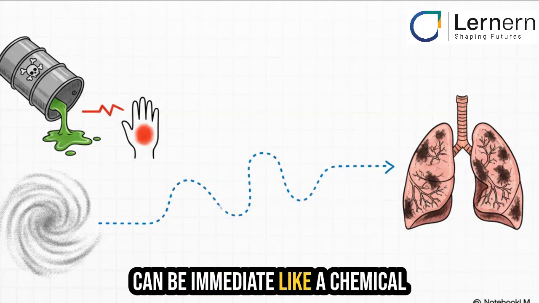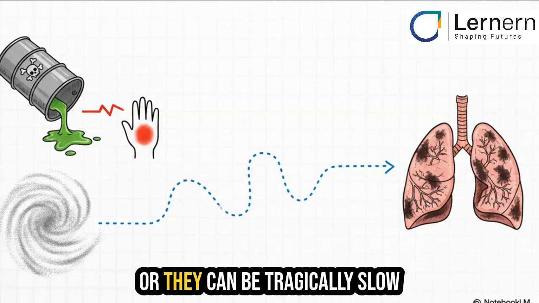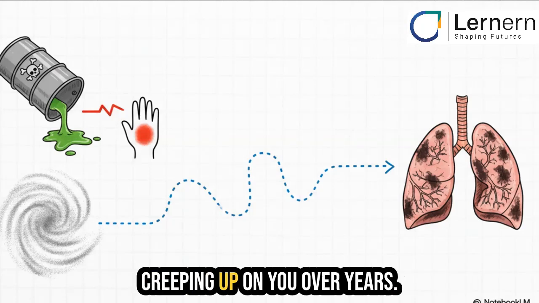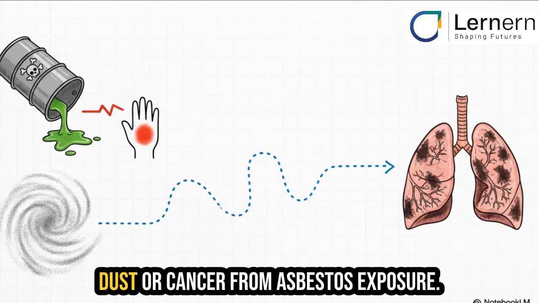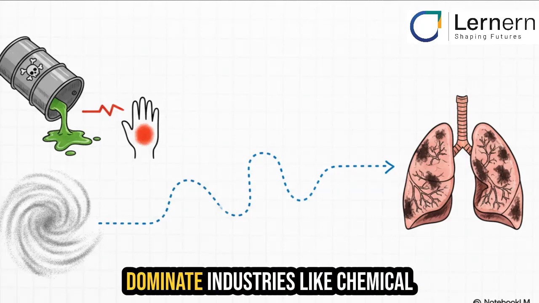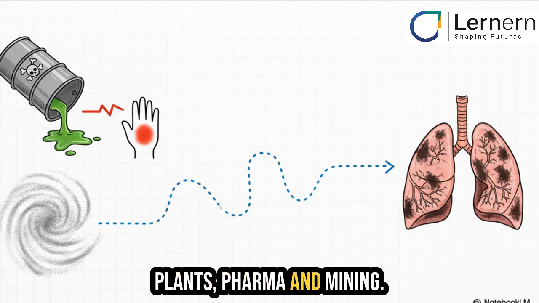The results from these hazards are just devastating. And they can be immediate, like a chemical burn that happens in a second, or they can be tragically slow, creeping up on you over years. I'm talking about things like the lung disease silicosis from breathing in that dust, or cancer from asbestos exposure. These are the kinds of risks that dominate industries like chemical plants, pharma, and mining.